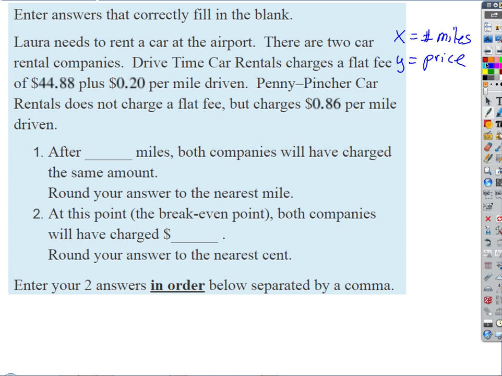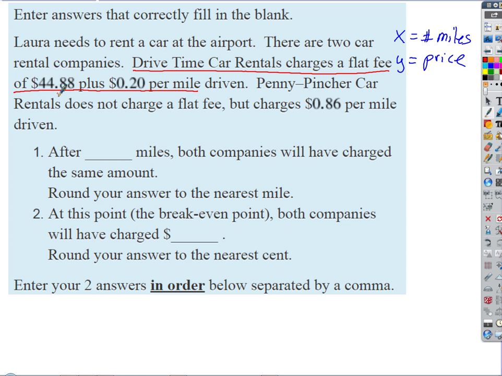So let's color code this. Let's look at Drive Time Car Rentals and make this red. They charge a flat fee of $44.88 plus 20 cents per mile. Well, that's the rate, 20 cents per mile. So 20 cents per mile times the number of miles driven tells us the amount that we're paying for the mileage rate for that car. Plus, we also have to pay just a flat fee regardless of how many miles we drive of $44.88.